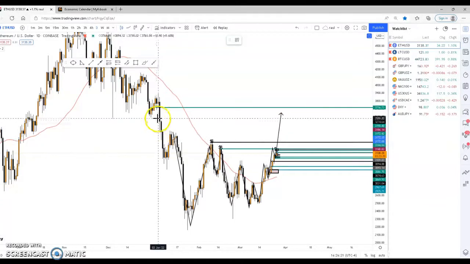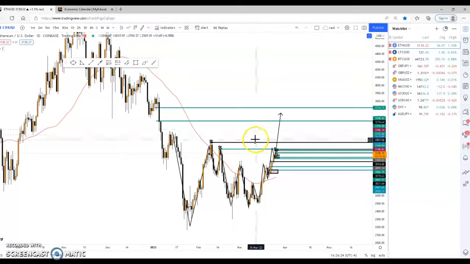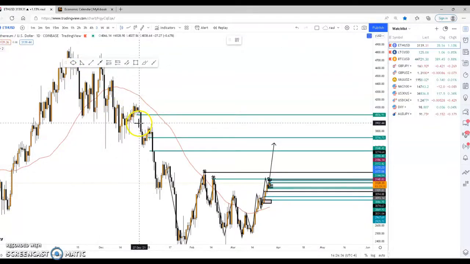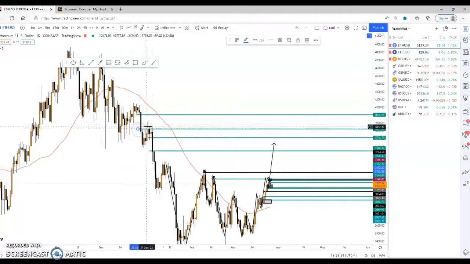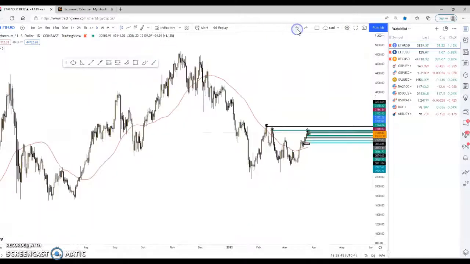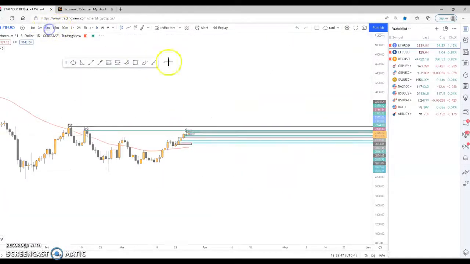Yeah, I might have marked this a little bit wrong. This might be considered imbalance too, but I would just say this is more relevant for me. Target in there. It's also imbalance up here. You can just target the imbalances pretty much all the way up. You can see in here it tapped into it. That's how you pretty much build your bias in the higher time frames.